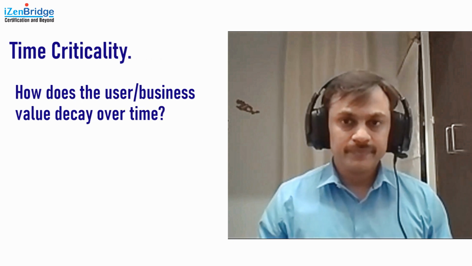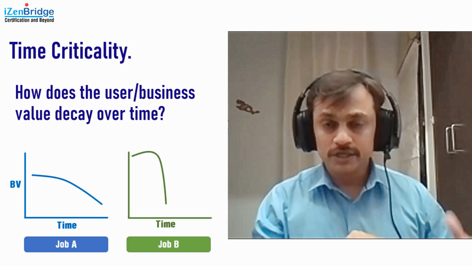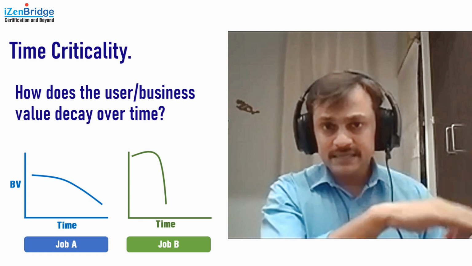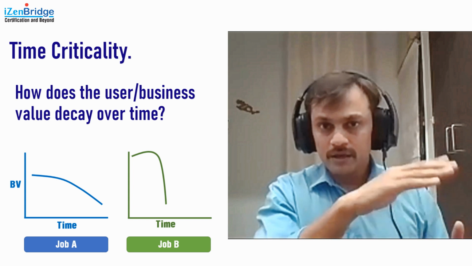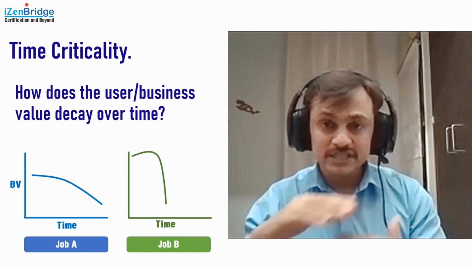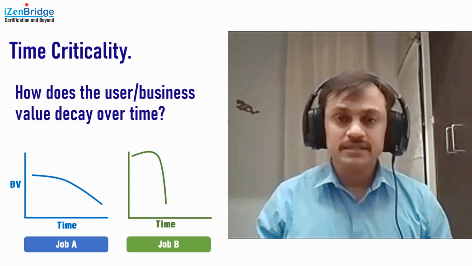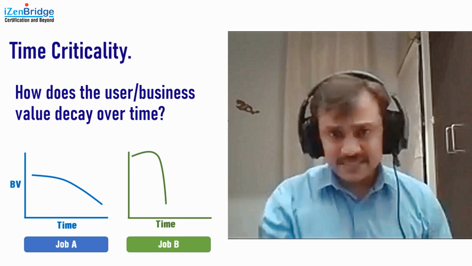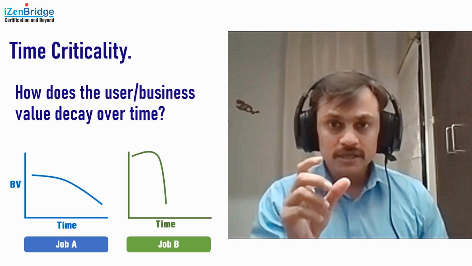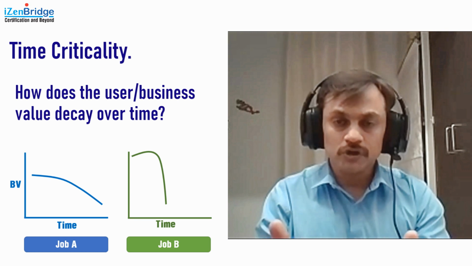Time criticality. How does business value get achieved over a period of time? You can see here job A and job B. Job A might have a higher business value, but it declines over a period of time with a less steep slope, whereas job B, which you see in this curve, its business value declines drastically after a given point in time. So you can see job B is time critical because its estimated business value will evaporate if we don't deliver it in a given amount of time.